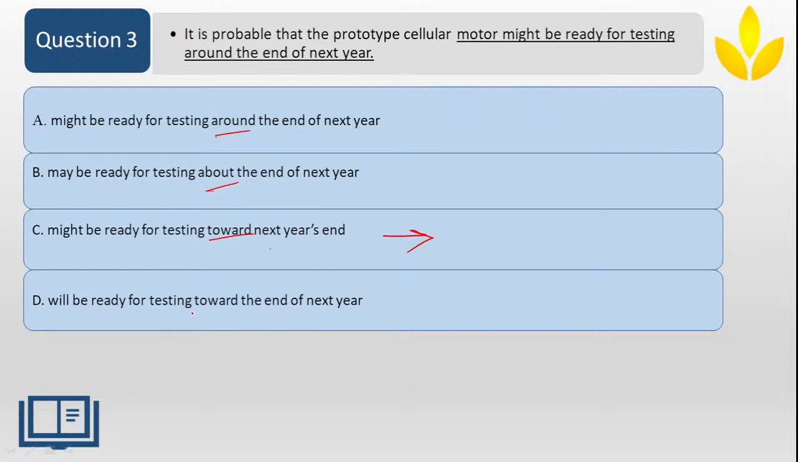Again, here it is apostrophe S, you have to notice that. Toward the end of next year. The meaning of apostrophe S is possessive. So next year cannot be possessive. So around is wrong, you can eliminate. About is also wrong. Toward is okay, but next year is wrong. So in the last sentence it is clear. So option D is the correct answer.